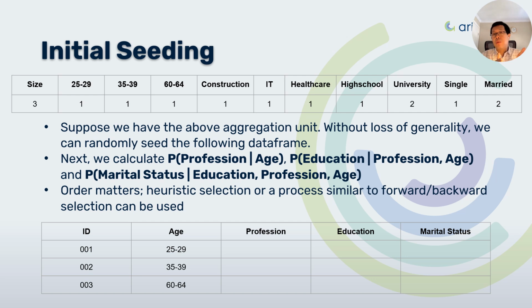So why do we start with age and not profession or marital status? Well, that is a very important question. We can either use an algorithm to select the right order, such as forward selection or backward selection, or we can also just use our intuition and start off with the more important variables followed by the less important variables.